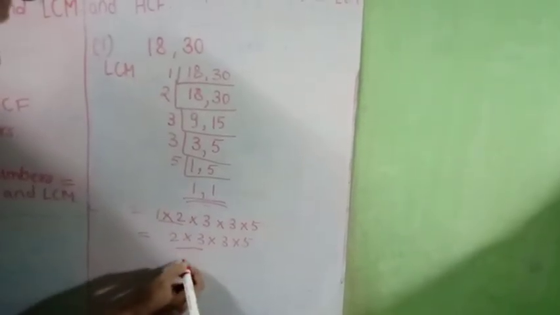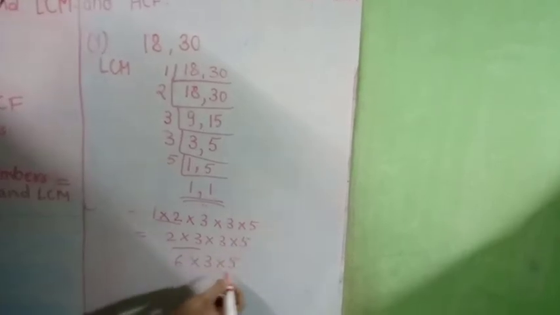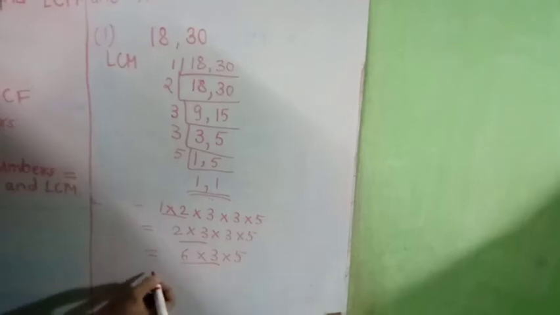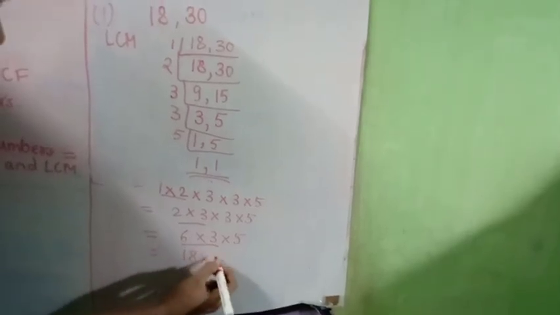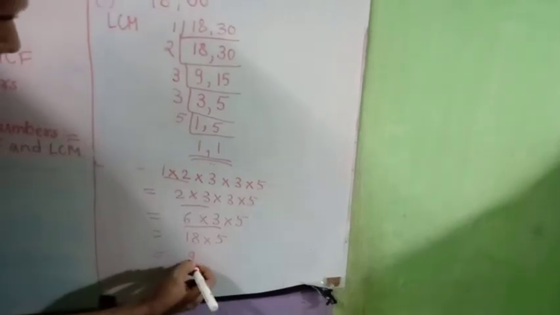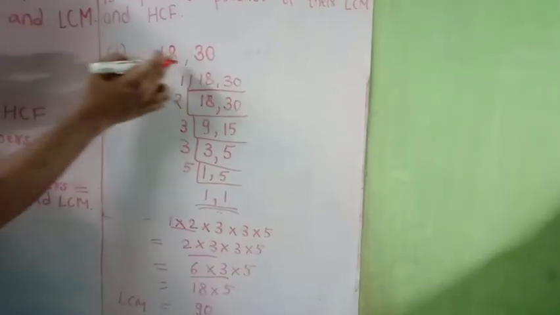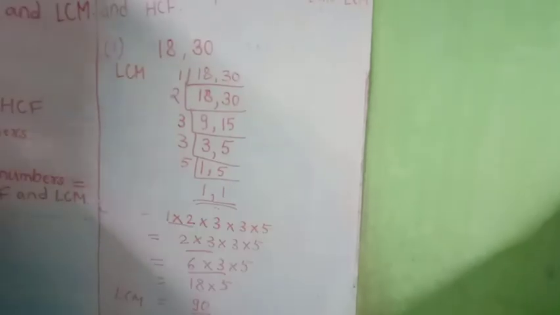Again 2 3s are 6. Write down these two numbers as it is. 6 3s are 18. Now 18 5s are, it will give you 90, right? So my LCM of 18 and 30 is 90. Now we will find out HCF.